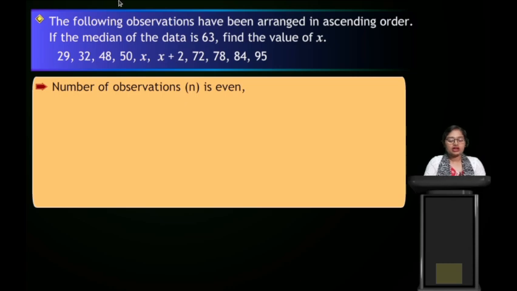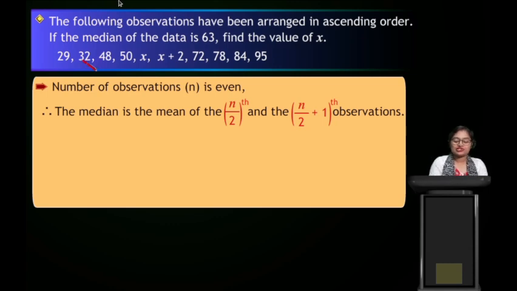Children, can you tell me how many observations are there in this given data? Yes, it is an even number. Then how much? Yes, you people are correct. It is 1, 2, 3, 4, 5, 6, 7, 8, 9, 10. So here the number of observations is 10. That is even. So we have to use the formula for the median when n is even. That is, the median is the mean of the n by 2th and n by 2 plus 1th observation. So the median of this data is the mean of the n by 2th and n by 2 plus 1th observation.